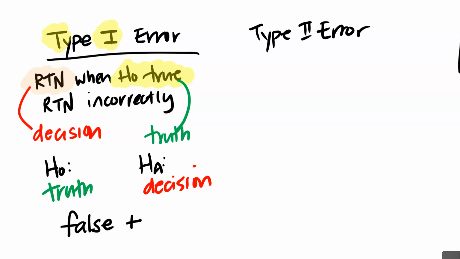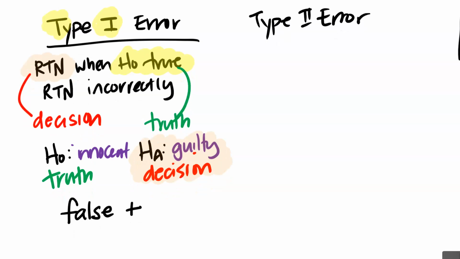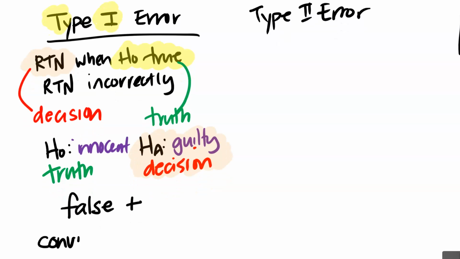Whether it's the pregnancy test example or the guilty convicted, whatever it might be, let's go ahead and look at the court case example, innocent and guilty. So in this case, again, we think about rejecting the null means that we would reject that null and we would make that as our decision. We decide they're guilty. So we need to think about what that decision would lead to. That decision would lead to a conviction.